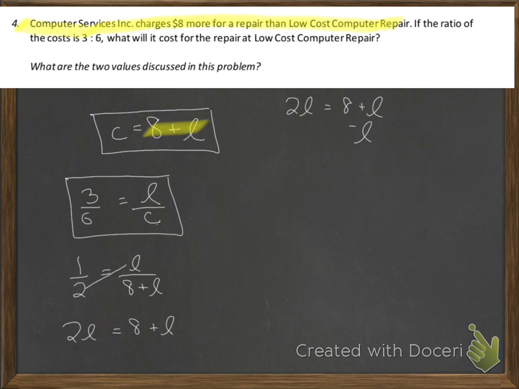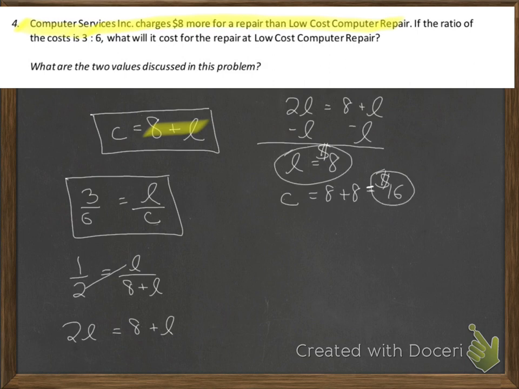Let me write that up here so I have some more room. I'm going to subtract 1L from both sides. So if I subtract 1L from both sides, I find that L is equal to 8. That means that they charge $8 for the repair. Since the other company charges $8 more, then they must charge $16 for the repair. So again, the low cost charges $8, the other company charges $16.